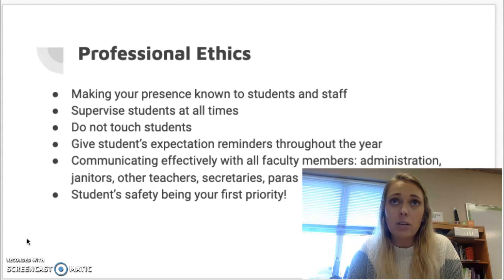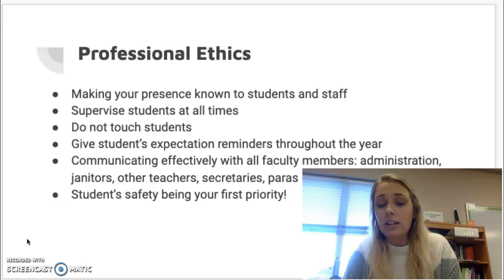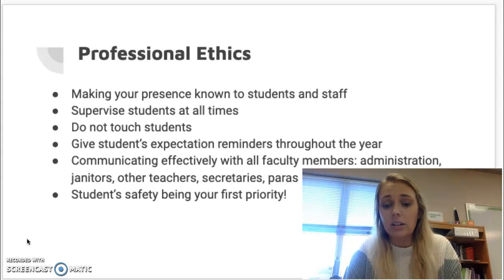Supervising students at all times, whether it's you needing to take a personal matter and having another teacher watch your class or another administrator or a hall monitor, just taking that into account when you are having to step outside of your room. Never leave your room unattended. Do not touch students. You should never touch students, even if it is a disciplinary measure. And then give students reminders of the expectation throughout the year. Even on very simple things, they should be reminded all year long.